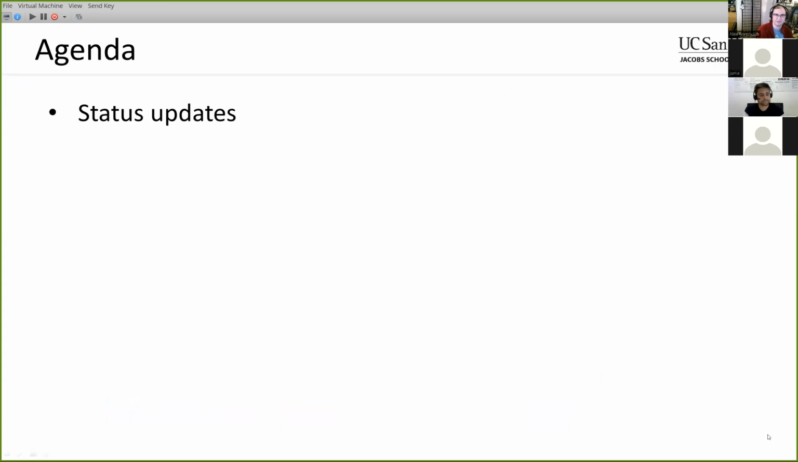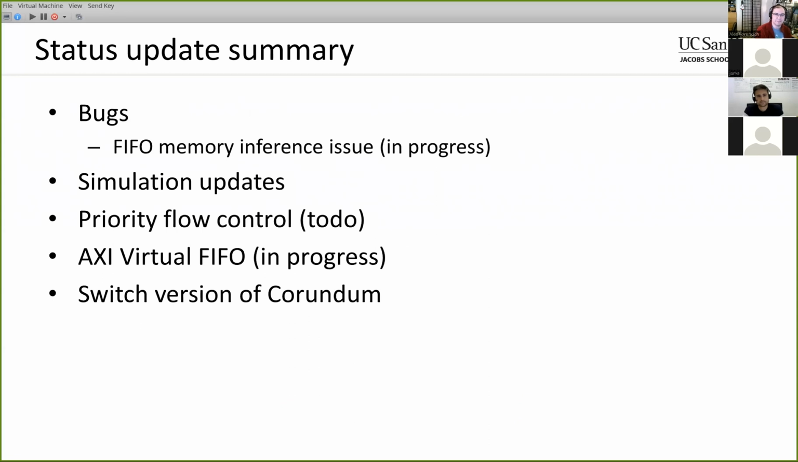All right, so let's go ahead and get rolling here. Mainly, I just have a little bit of status update information for you guys. So just a quick summary. We got the FIFO memory inference bug that is in Intel's hands. We'll see if there's any updates on that. Got a couple things to say about simulation. Did some hammering on that week before last. Couple things to report. And then we got the priority flow control, EXI virtual FIFO, and then switch version of Corundum to talk about after that. So let's go ahead and get cracking.